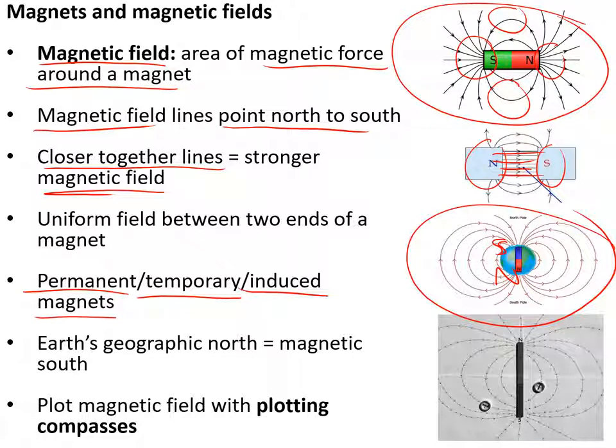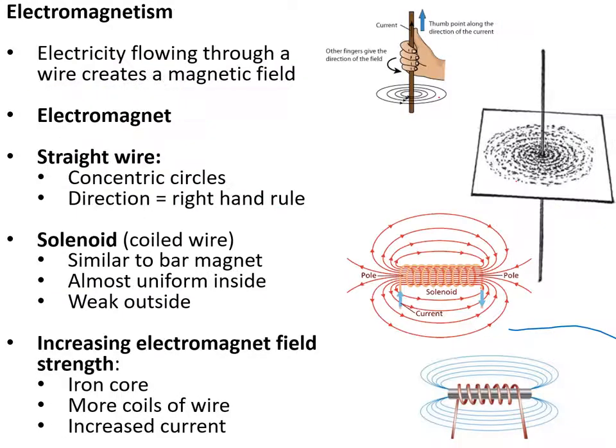And finally, we can plot out a magnetic field using plotting compasses. So the idea is you put your magnet down, you place a compass around it, and whichever way the compass points, you draw a little arrow, and then you move the compass slightly and you place it again and draw where the arrow points. And if you connect all the lines up, you end up tracing out the lines of the magnetic field. Electromagnetism is the idea that when electricity flows through a wire, it creates a magnetic field.